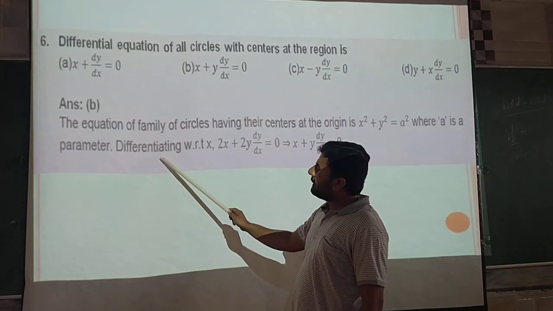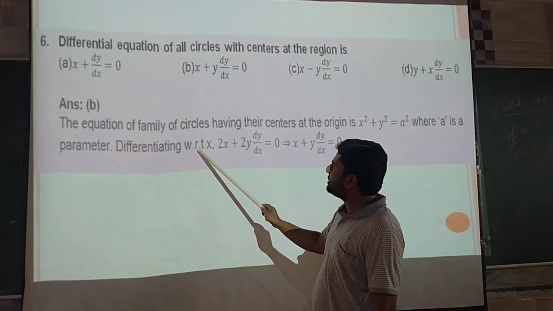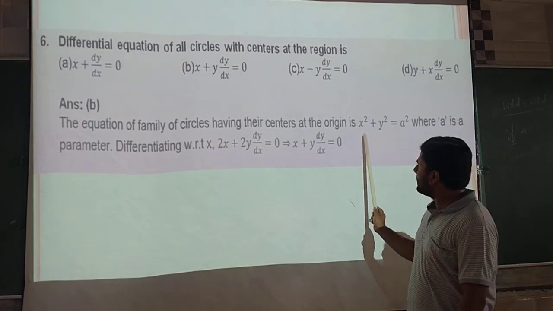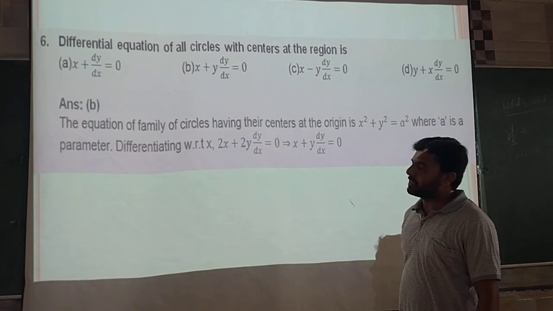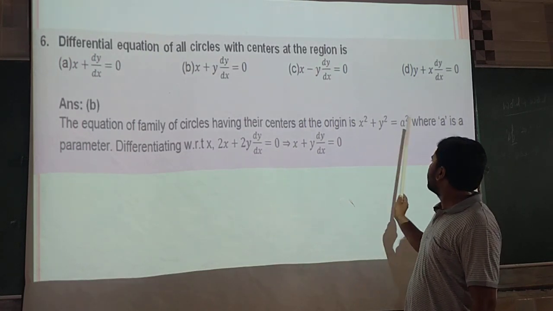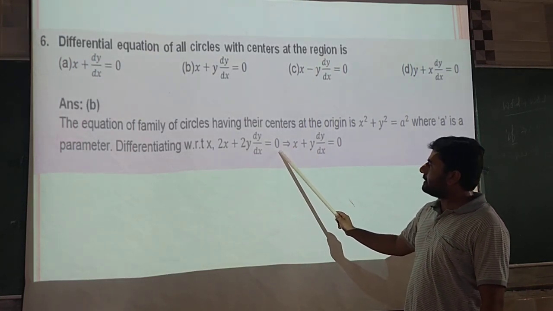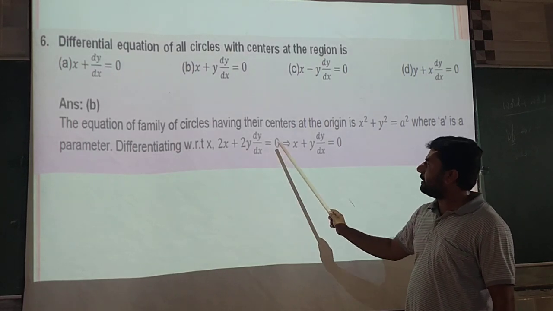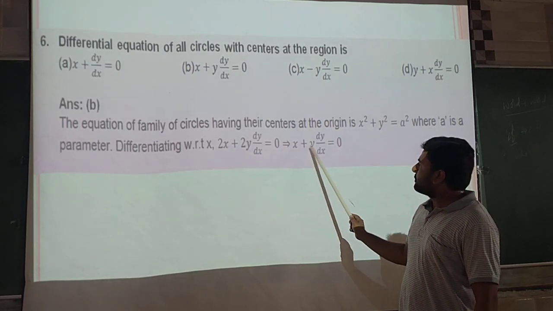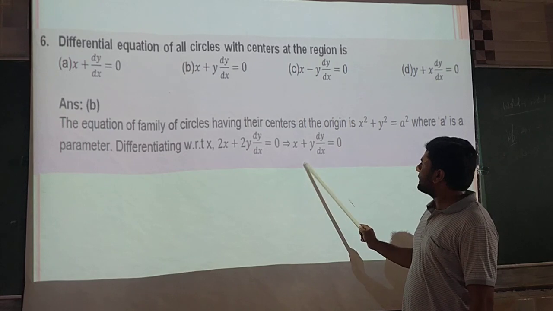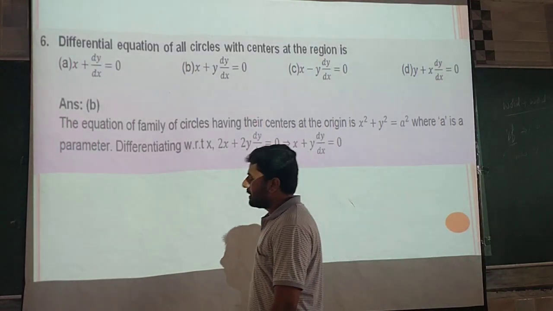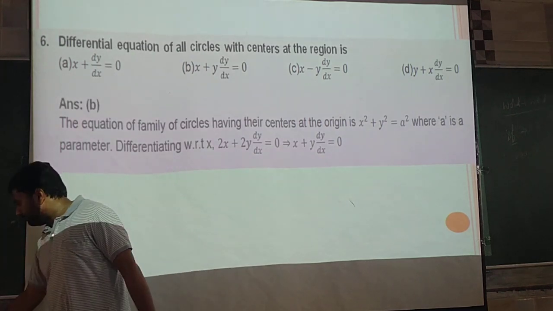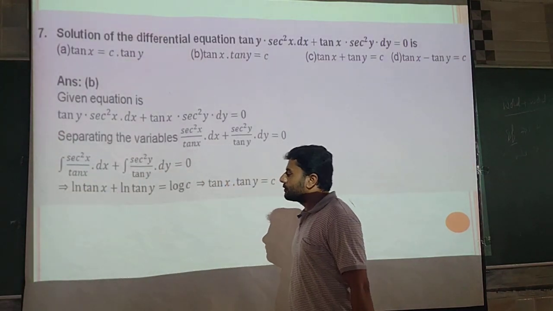Then differentiate the given family of curves with respect to x. x square differentiates to 2x, y square differentiates to 2y into dy by dx, and the arbitrary constant gives 0, so the sum is equal to 0. Here 2 is common, so the remaining is x plus y into dy by dx is equal to 0. Hence option B is the correct answer: x plus y into dy by dx is equal to 0. Okay, next question.